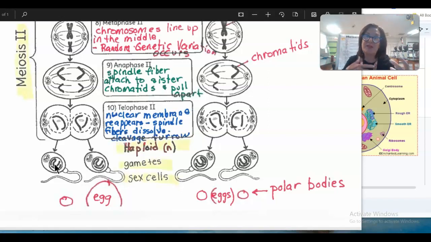For women with eggs, what happens is we're going to get 1 egg, a big egg, and then we're going to get 3 what are called polar bodies. And these will just dissolve and go away because they won't be usable, because everything will be in that one big egg. So when we're doing sperm, I get 4 sperm. When I'm doing eggs, I get 1 major egg and 3 polar bodies. So that's kind of important to remember.